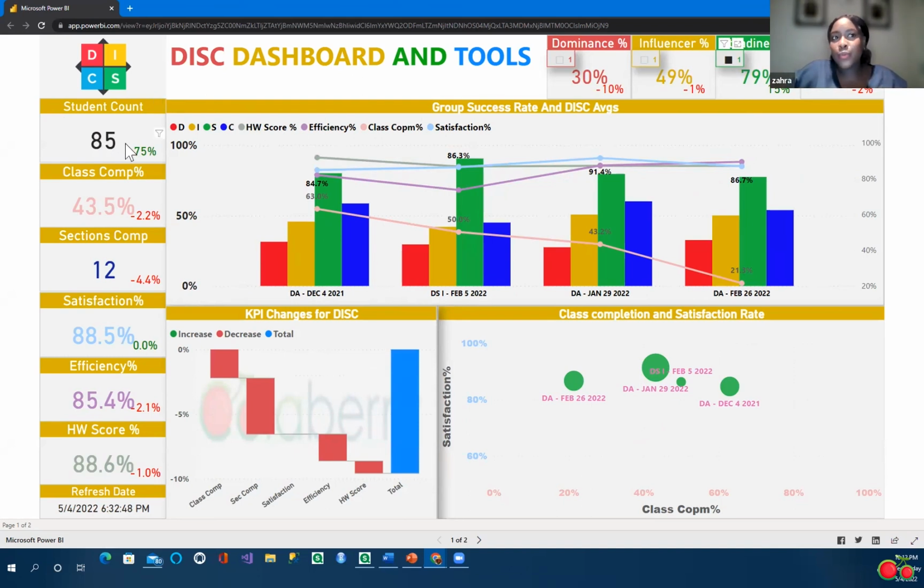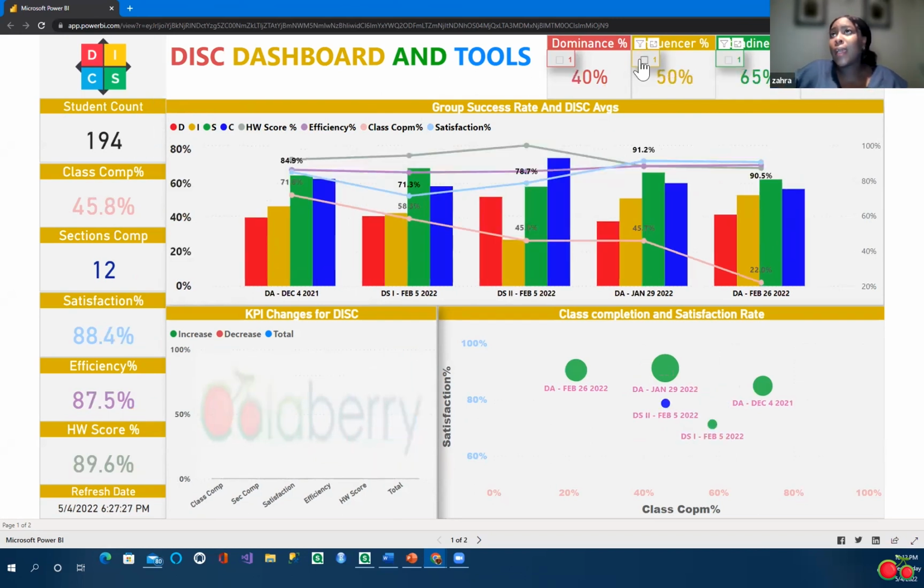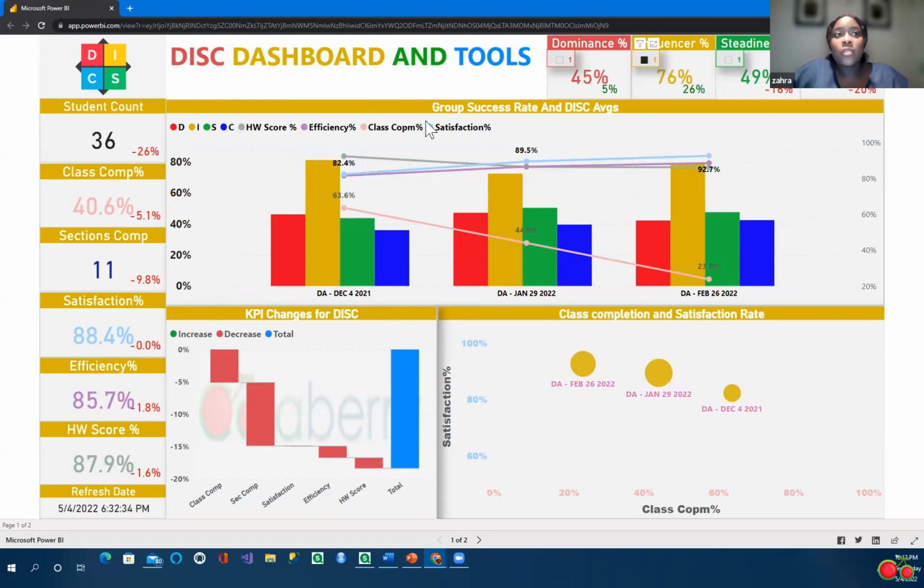We have a lot of them in the program, but they may struggle in the first part of the program. And then when it comes to the high I's, those are your influencers. They struggle in the first part of the program. This may be because they're trying to get used to the Colaberry way of life. They're very social, and they still want to maintain their social relationships with their family and friends on social media. So they struggle with this part of the program.